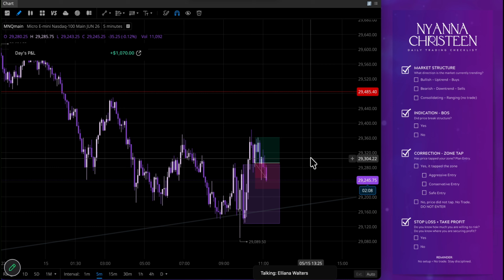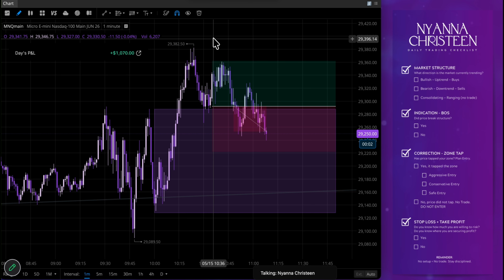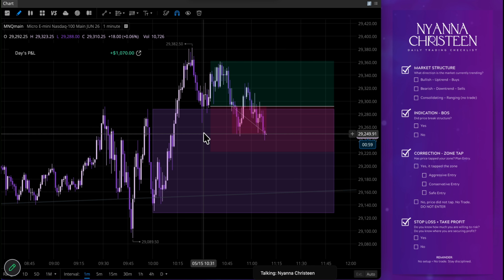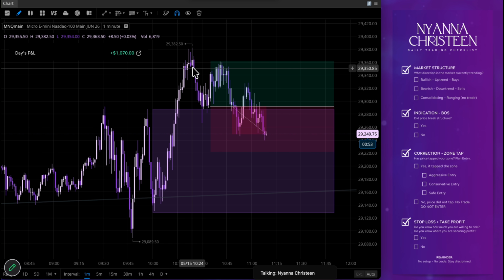How we could have got trapped before. Yes, we could have got trapped because it did push higher, which is what we wanted, but it didn't continue. It ended up coming back down to the zone. If we would have had that other zone still marked up and we entered aggressively, we would have lost.